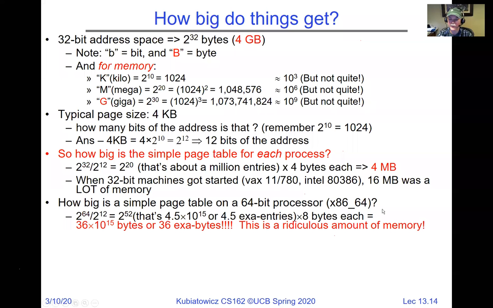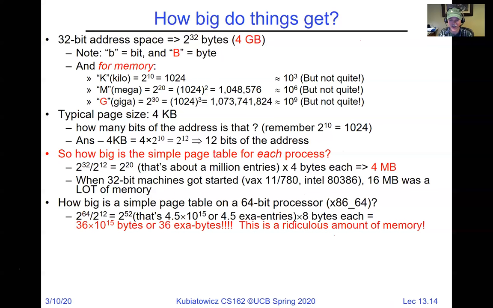So how big is a 64-bit processor's page table if we do it this way? Well, 2 to the 64th over 2 to the 12th, times 8 bytes each because the entries have to be bigger. Well, that's about 36 exabytes, which is a ridiculous amount of memory. So this page table thing I just showed you by itself is clearly broken.